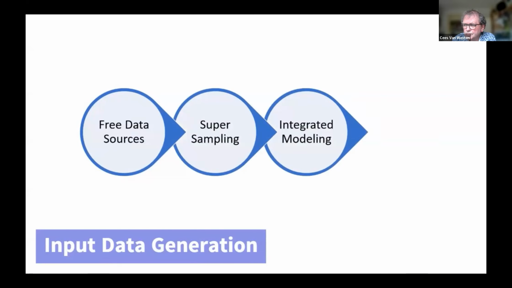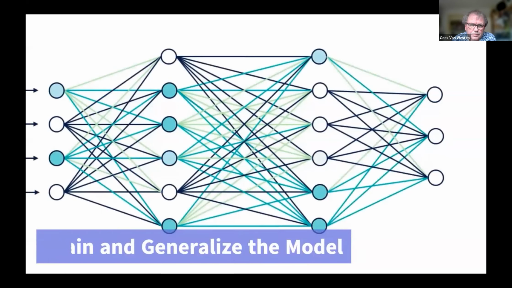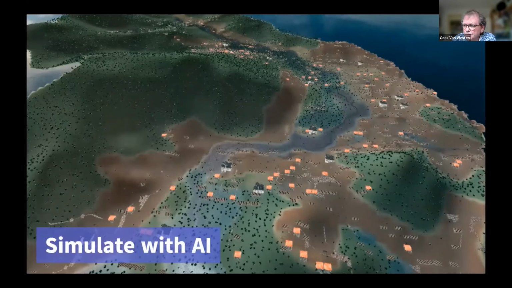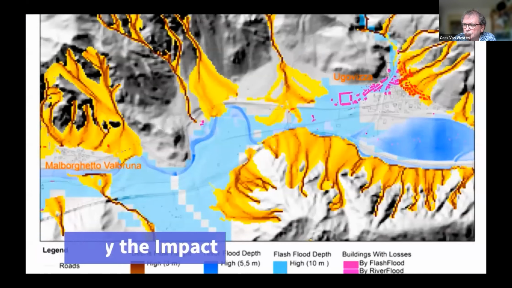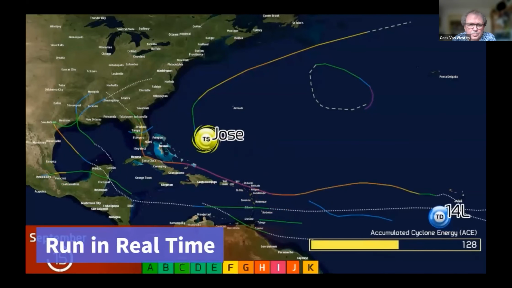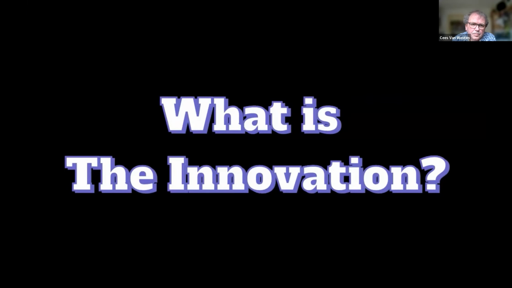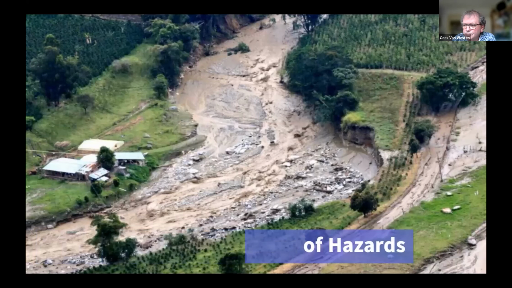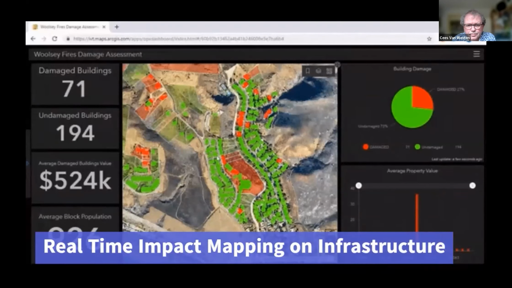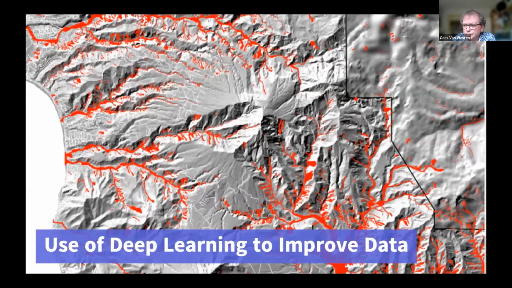We do this by improving free spatial data as model input and run many scenarios for different rainfall events, resulting in a database of simulated hazard and impact maps. When a tropical storm is approaching, the most likely scenario is selected using AI, and the expected impact is communicated. The approach will provide realistic hazard and impact predictions on infrastructure and population, obtained through the use of deep learning to improve the input data on topography and soils.